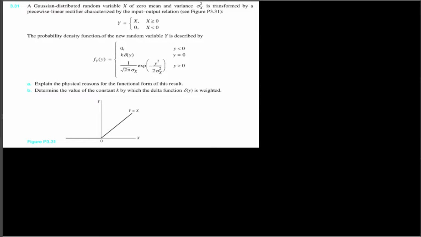The probability density function of the new random variable y is described by f_Y(y) is 0 when y is less than 0, k delta(y) when y is equal to 0, and 1 over square root of 2 pi sigma x times exponential of minus y squared over 2 sigma x squared when y is greater than 0.